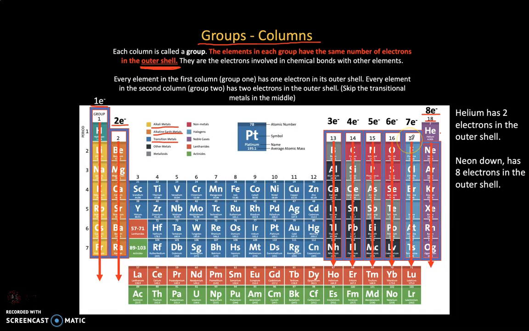Group 17, however, or group 7, are my halogens. Halogens have got 7 electrons in their outer shell, and they're very reactive. They're really keen to take one more electron from somewhere to complete their outer shell. So my halogens are very reactive, looking for that one extra electron to complete their outer shell.